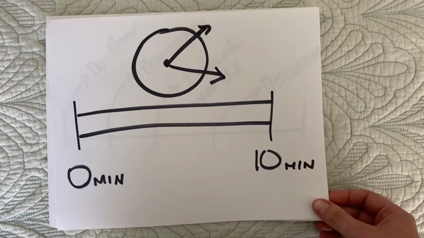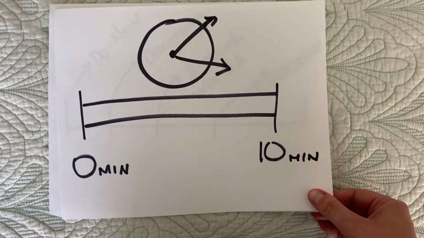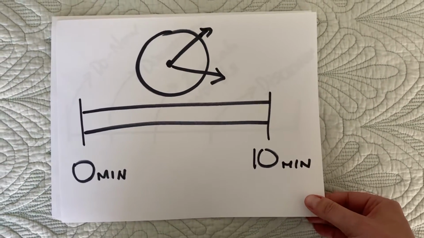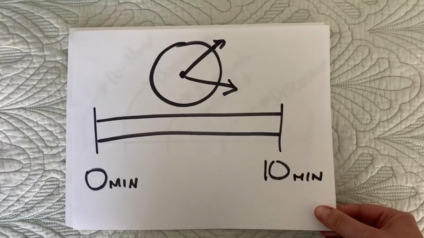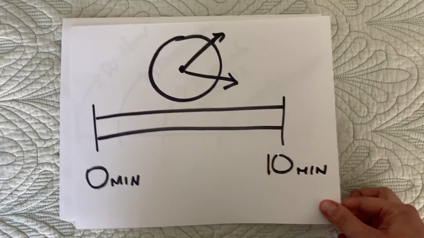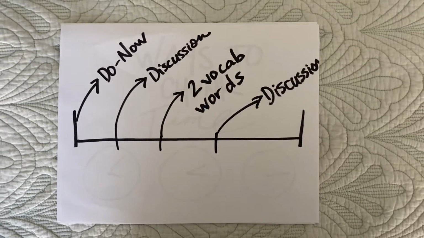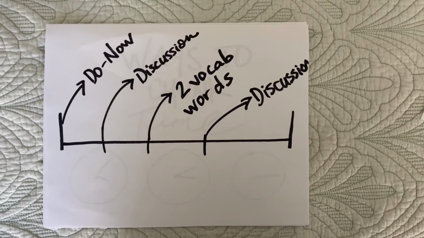Between 0 and 10 minutes, that's all they've got for you. Now, how do you cram what you need to cram in the 10 minutes? Well, you can chunk. You can do some chunking with time. This is an example of how you might do that. You know you've got to explain some vocab words.